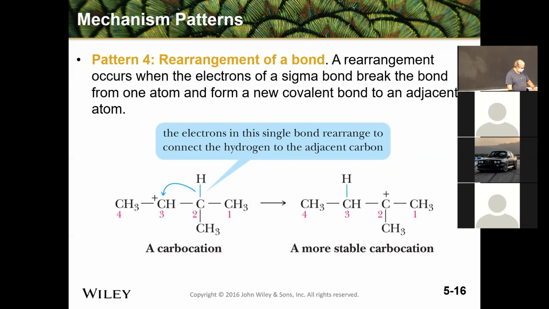The driving force for that rearrangement is that we produce a more stable carbocation. The one on the left is what we call a secondary carbocation. This positively charged carbon is directly bonded to two other carbons, so it's secondary. The one on the right is what we call a tertiary, and it's more stable, and so that's what drives this rearrangement.